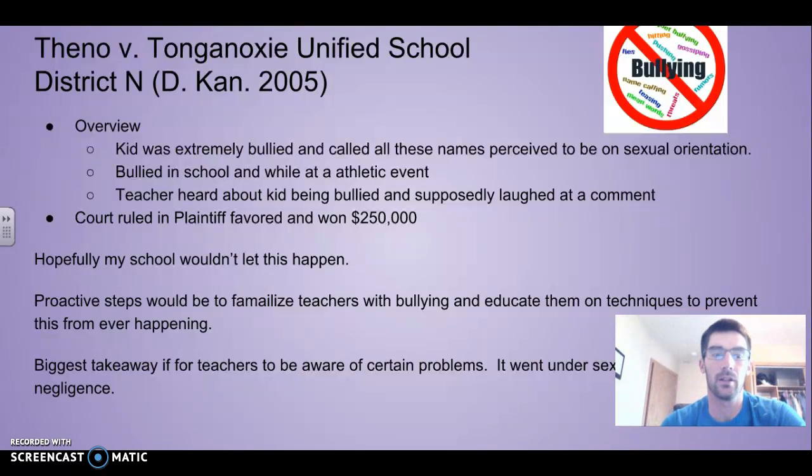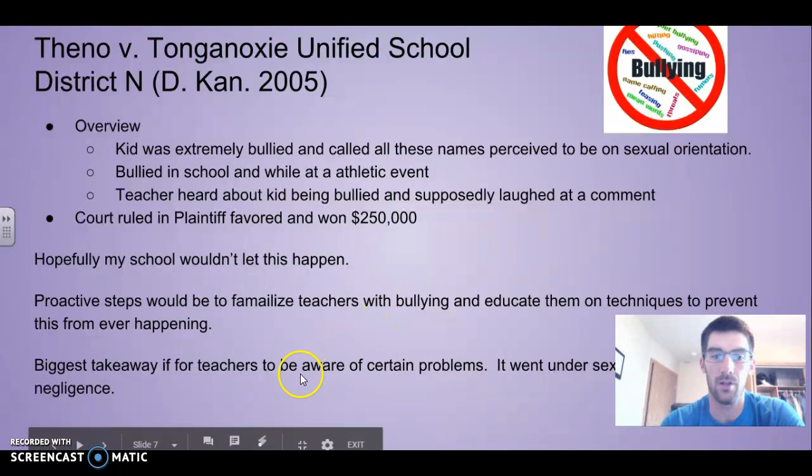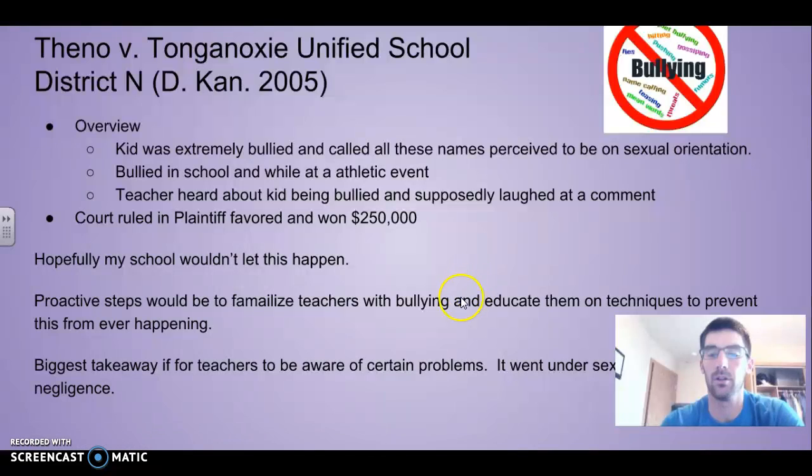So proactive steps would be to make sure teachers and subs are aware of bullying techniques and how to prevent that, and educate them on this topic, because it is broad, yet it happens all the time, and it's probably the number one cause of problems in schools, to be honest. The biggest takeaway is for teachers to be aware of certain problems. This one went under sexual harassment, defamation, and negligence.